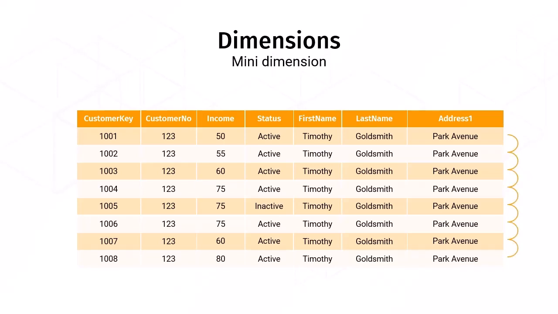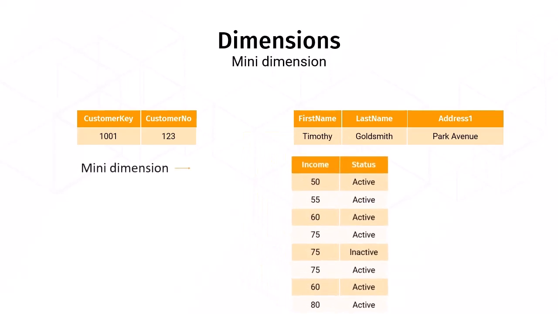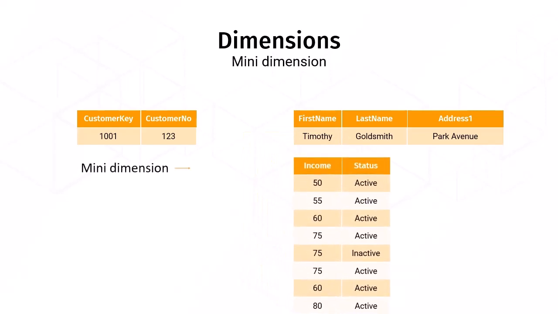In the long run, this can take up a lot of unnecessary space, especially if we have millions of customers. Okay, so what do we do? We create a new type of dimension. In this case, it's a mini dimension. We split off those rapidly changing fields into a new table. This then becomes a new physical table in the database. We call this the customer profile dimension, for example.